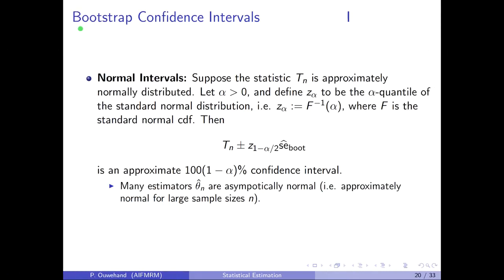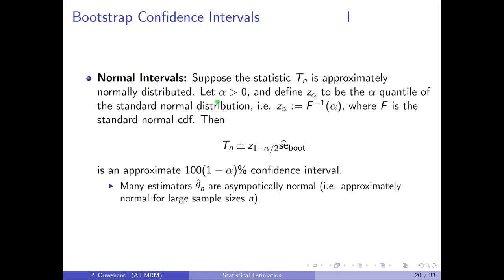We now consider two ways in which we can form confidence intervals using the bootstrap. The first is using a normal approximation. We suppose that the statistic Tn is approximately normally distributed. And it is the case that many estimators are asymptotically normal. In other words, they become more and more normally distributed as the sample size increases.